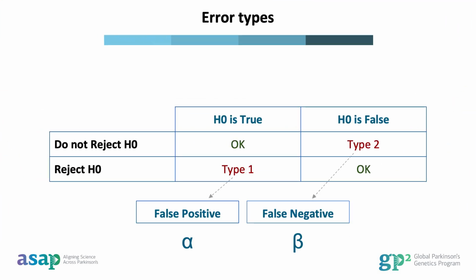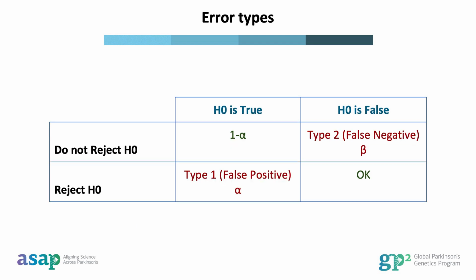We say that rejecting H0 when H0 is true leads to a type 1 error or false positive, typically denoted by alpha. Conversely, not rejecting H0 when H0 is false results in a type 2 error or false negative, denoted by beta. The event of not rejecting H0 given that H0 is true is the complementary event of rejecting H0 given that H0 is true. This means it's equal to 1 minus alpha. Similarly, rejecting H0 given that H0 is false is denoted by 1 minus beta.